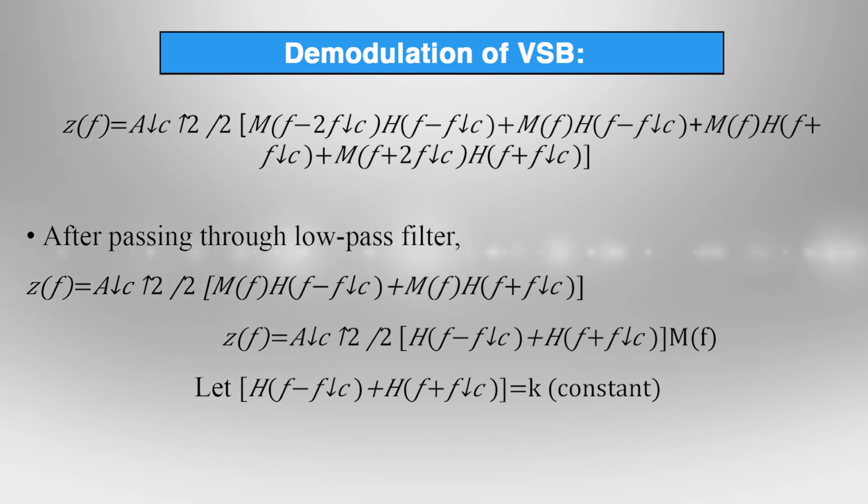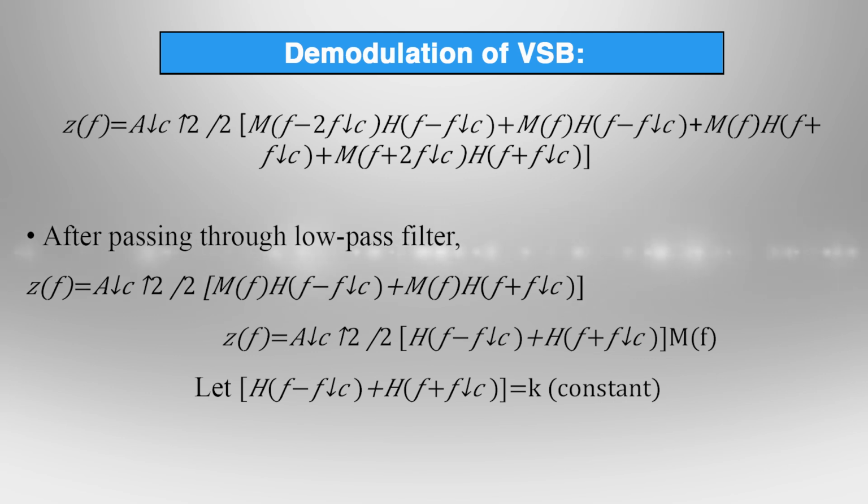After passing this signal through the low pass filter, the output of the low pass filter will be Z of f, that is equal to Ac square by 2 times m of f into H of f minus fc, plus m of f into H of f plus fc. That will pass only the message signal having the frequency fm. That is why we have the component of m of f only.